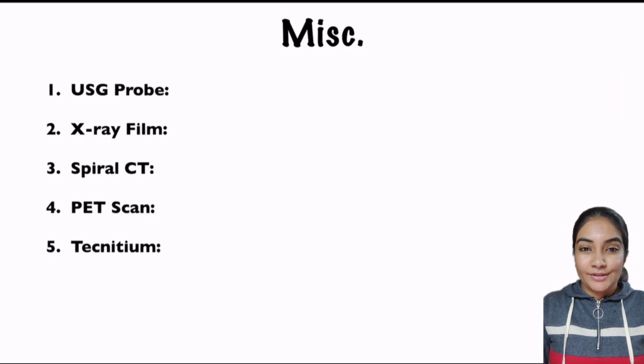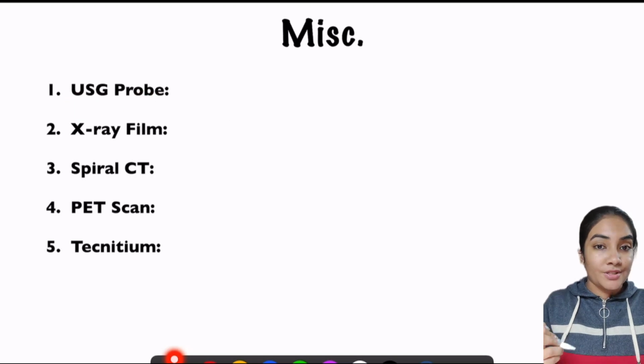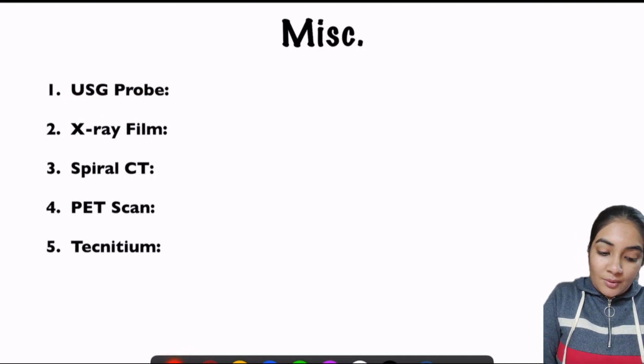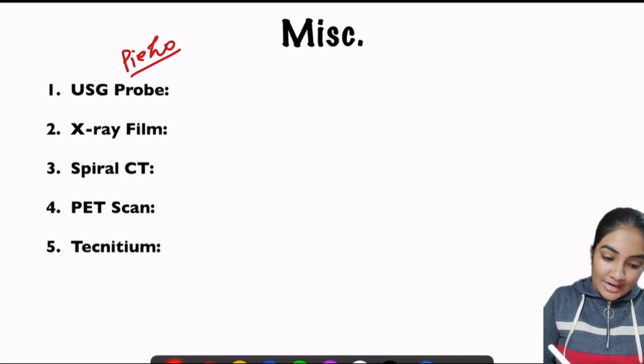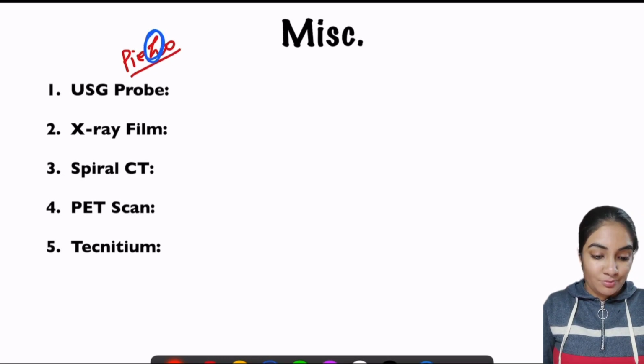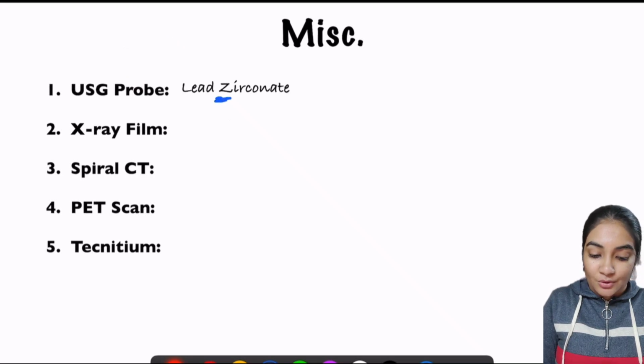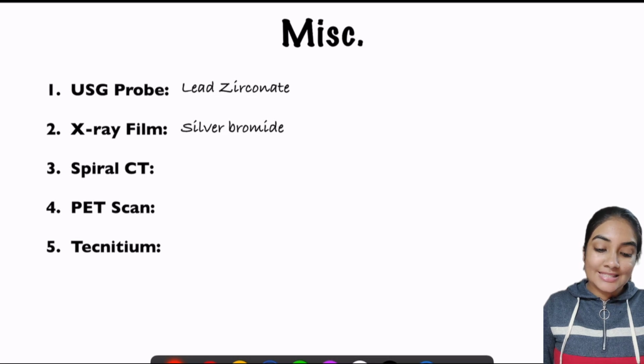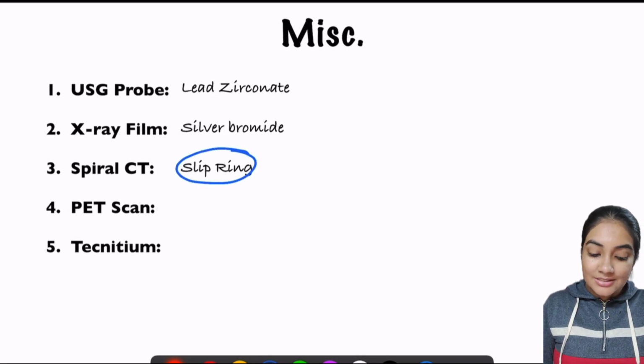Last, certain one-liners, miscellaneous points about our modalities. First, USG probe. What is the principle of USG? Piezoelectricity, right? So from Z only, you will remember the USG probe has lead zirconate. X-ray film has silver bromide. Spiral CT has some phenomenon known as slip rings. PET scan is positron emission tomography. That is, positron is present here.